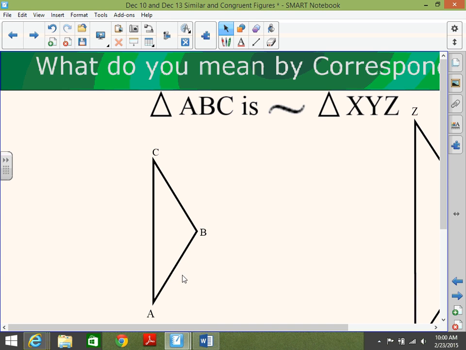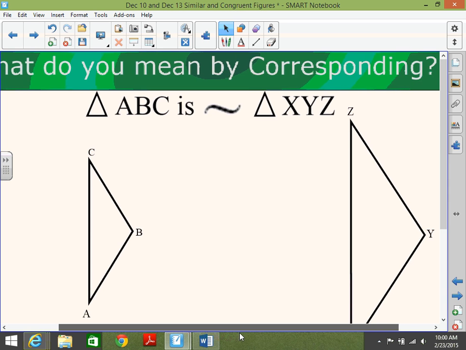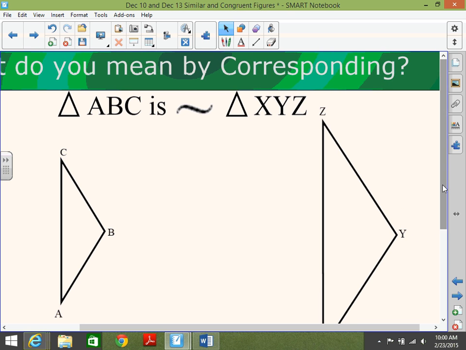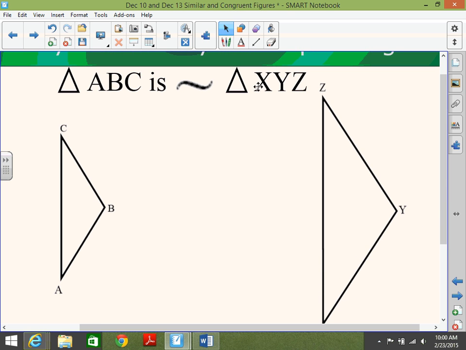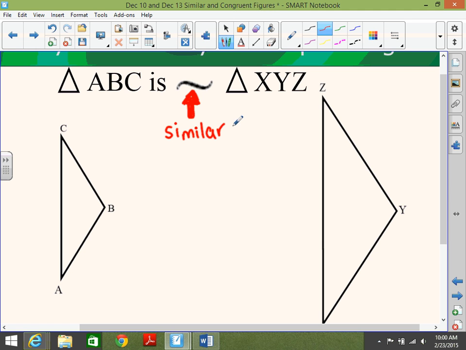Look on your sheet at the top in the gray box. You have triangle ABC is similar to triangle XYZ. Do you have this symbol on your paper right here? I want you to draw an arrow and let's write what that symbol means. So when you see it, you won't go, what? Okay, at the very top of your paper. That symbol means similar. Similar to.